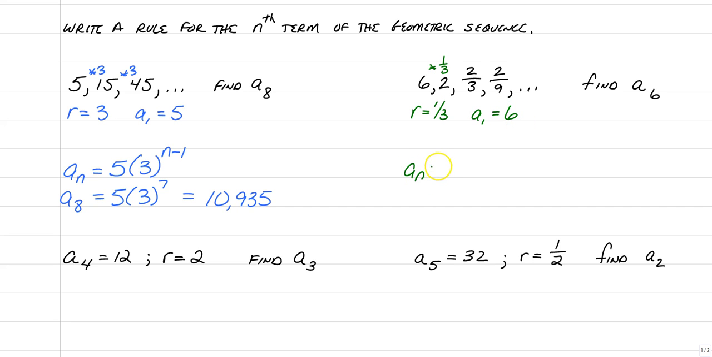Formula: a sub n is equal to the first term times our ratio raised to the n minus 1. So if we were going to find the sixth term here, a sub 6 would be equal to 6 times 1/3 raised to the 5th power. 6 minus 1 is 5. Type that in your calculator, and you're going to end up with 2 over 729. All right, so that's how you do it when you're given a list of terms.